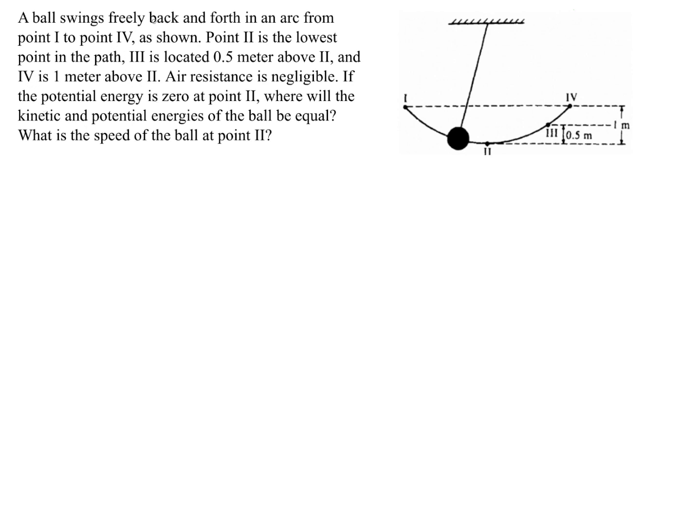A ball swings freely back and forth in an arc from point 1 to point 4 as shown in this picture here. Point 2 is the lowest point in the path, point 3 is located half a meter above point 2, and point 4 is 1 meter above point 2.